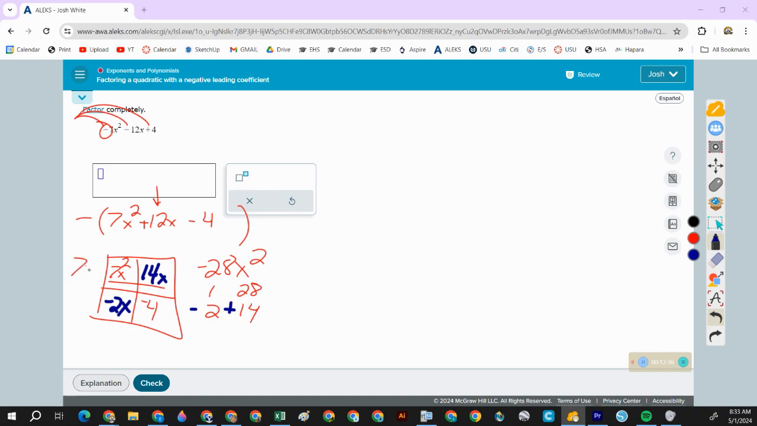What does the top row share? A 7 and an x. If I pull out a 7 and an x, then I get x plus 2. And then I take an x out of this last box, and I get negative 2. And don't forget, this negative is still part of our answer. So negative x plus 2 times 7x minus 2. And that's it. Get to work.